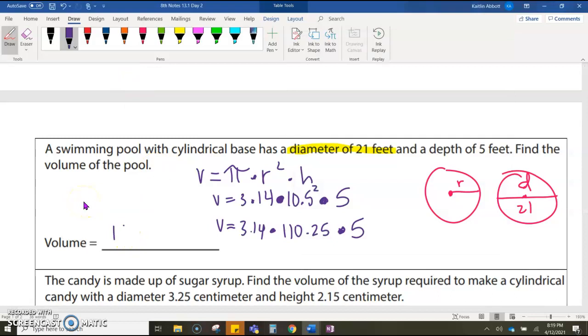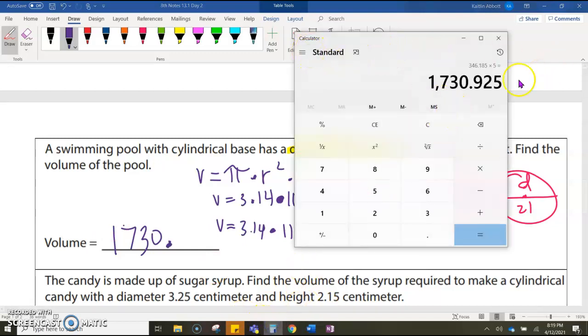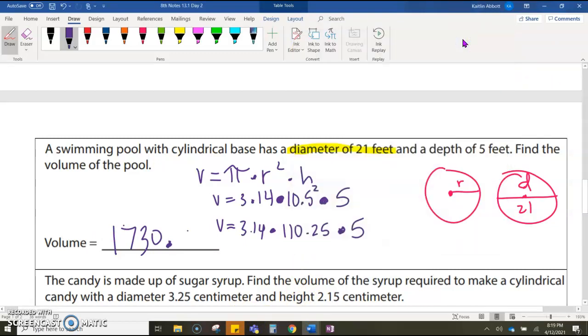1,730 point, what, point 92 or 93? We'll do 93 to round up. And there you have it, folks.